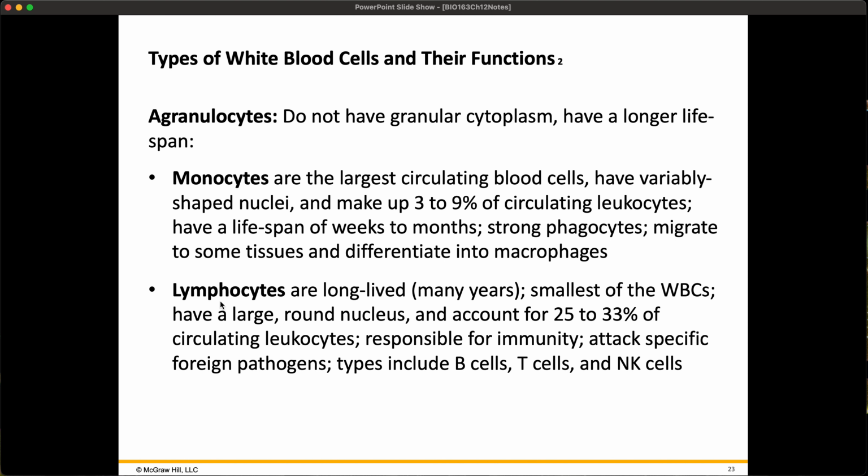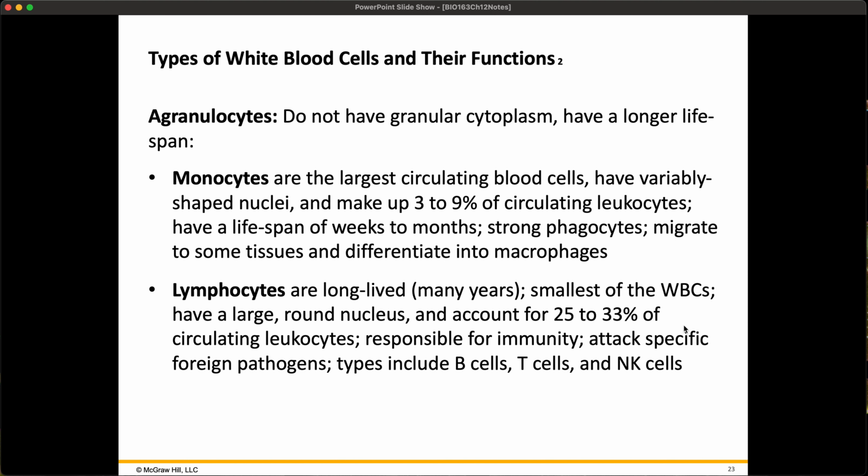They're your second most abundant of the white blood cells. They can live for years, some of them. They are the smallest of all the white blood cells, though. They have a large round nucleus. And as I said, they are responsible for your immune system. Well, all of these are part of the immune system, but the lymphocytes are for your adaptive immune system, which we'll learn about in chapter 14, I believe.